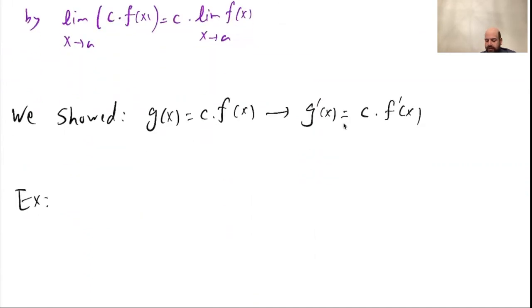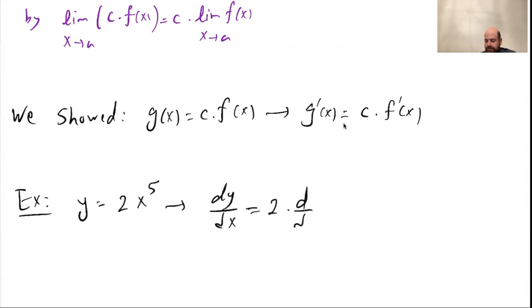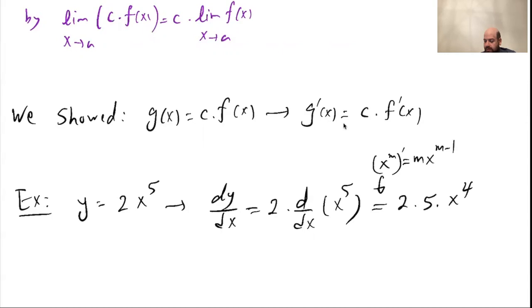So for example, let's say you have y equals 2x to the power 5. Then dy/dx can be written as 2 times d/dx of x to the power 5, right? So 2 is a constant, it can be taken out, and then differentiate the function inside. The function inside is x to the power 5. So that will be 2 times 5 times x to the power 4, because the derivative of x to the power m is m x to the power m minus 1. And then this will be 10 times x to the power 4.